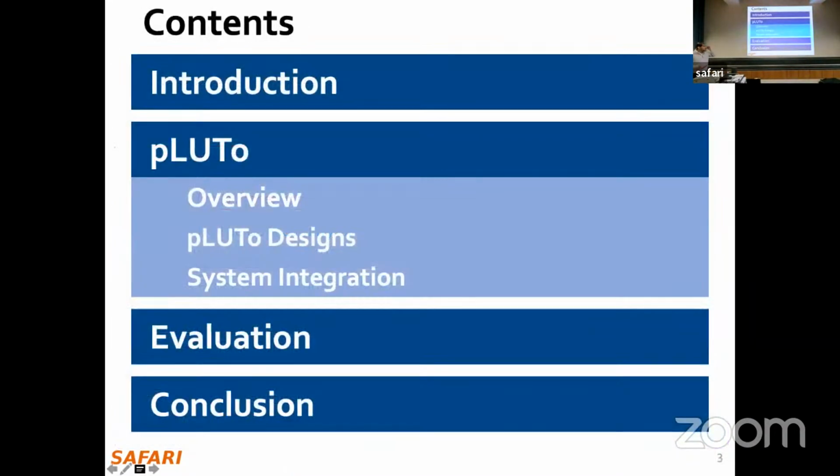So this is the outline for this talk. Firstly, I'm going to briefly introduce the problems that we're talking about, then introduce our mechanism, pLUTo, its overall design, and then its system integration. Then I'm going to show a brief summary of our evaluation results, and then I'm going to conclude.